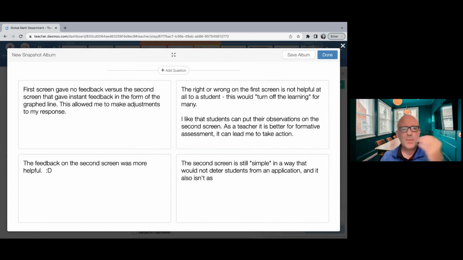And I love some of the things that you gave here. So the second screen gave feedback that allowed me to make adjustments. Remember back to our definitions of math that we discovered, relationships.